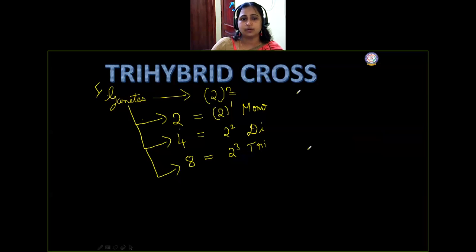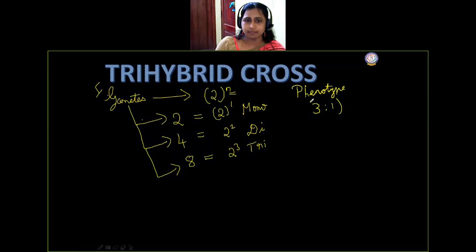Okay, and number 2, phenotype and genotype. I'll write here phenotype and genotype. For phenotype, the general ratio we will take. In monohybrid, what ratio did we get? The same ratio we will take. So it is nothing but 3 is to 1, the whole power n.